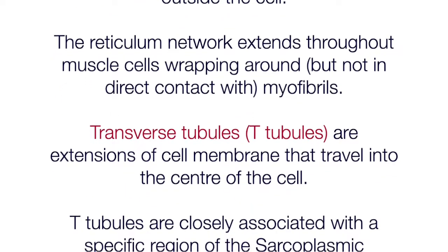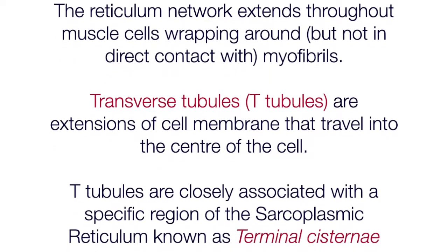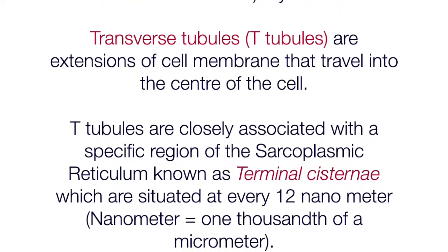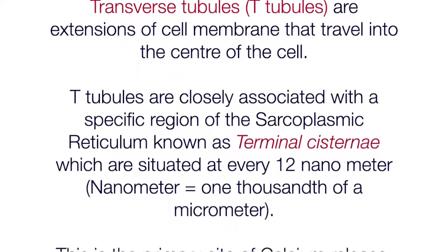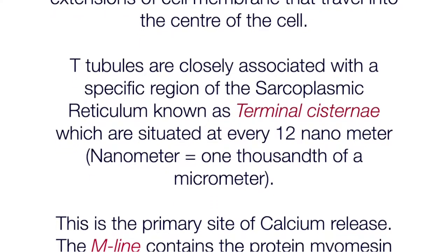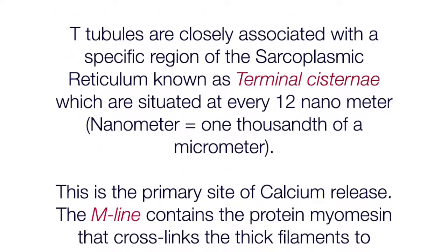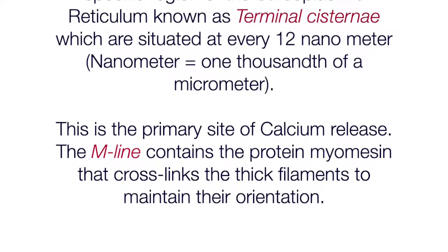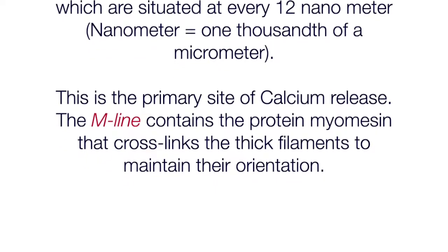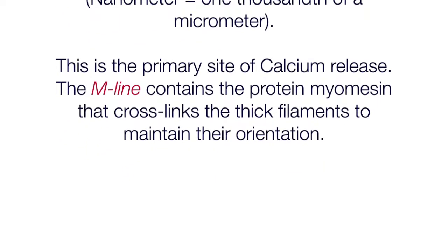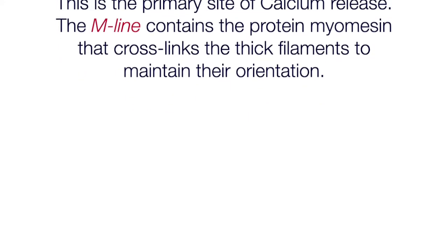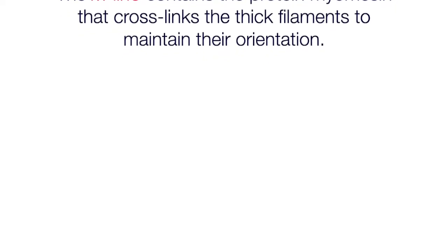Transverse tubules, otherwise known as T-tubules, are extensions of the cell membrane that travel into the center of the cell. T-tubules are closely associated with a specific region of the sarcoplasmic reticulum known as terminal cisternae, which are situated at every 12 nanometers. A nanometer is 1,000th of a micrometer. This is the primary site of calcium release. The M line contains the protein myomesin that cross-links the thick filaments to maintain their orientation.